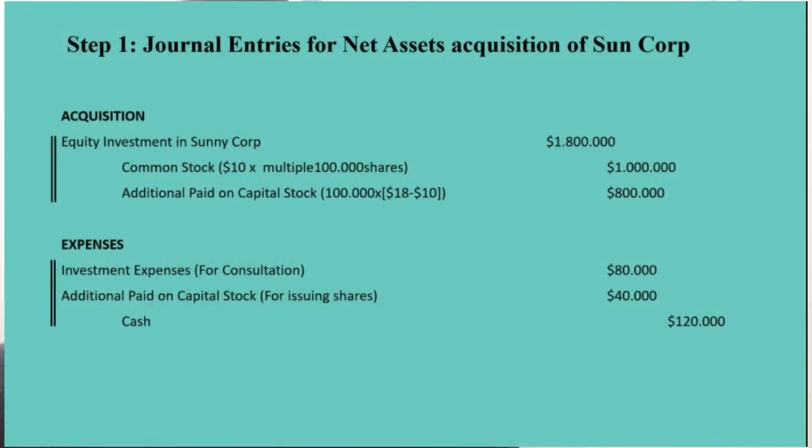The first step is the journal for the net asset acquisition of Sun Corp. So we are going to make the journal entries: equity investment in Sun Corp, common stock, and additional paid-in capital. And we make the entries for investment expenses, additional paid-in capital, and cash.